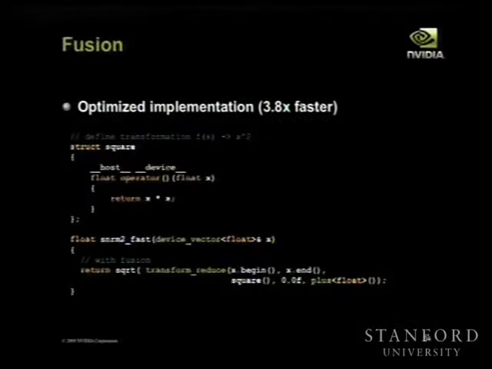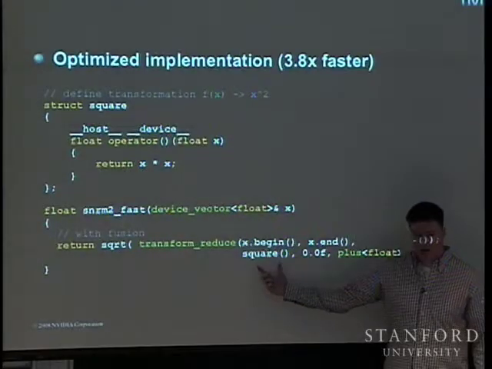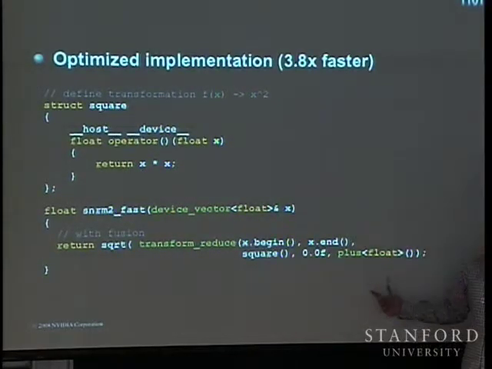A better way to do this is using the fused approach. In the fused approach, we have this built-in function called transform_reduce. In other cases, you'll have to use the transform iterator to do the fused operation. But transform_reduce is just like reduce, except it allows us to specify a transformation to apply to the element before doing the reduction. So in this case, we're going to square the elements before we add them together.